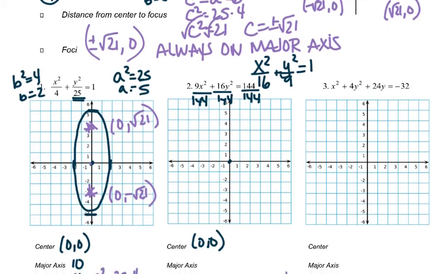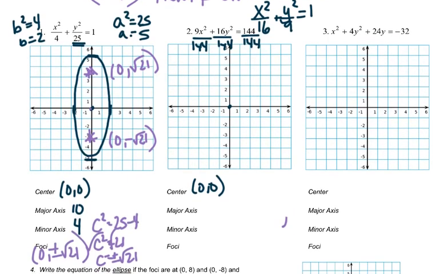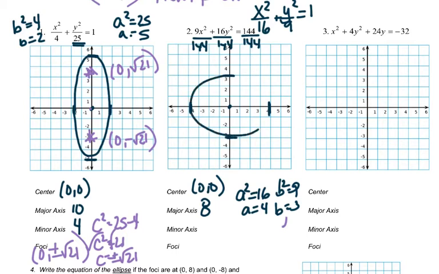What's my a squared and what's my b squared? A squared is the bigger number, so a squared is 16, a is 4. And you could say plus or minus 4. It really wouldn't matter. It's just trying to get you to go left and right for a distance of 8. And then the b squared is 9, b is 3. Since that's under the y, I go up 3, down 3. And then there's my ellipse.